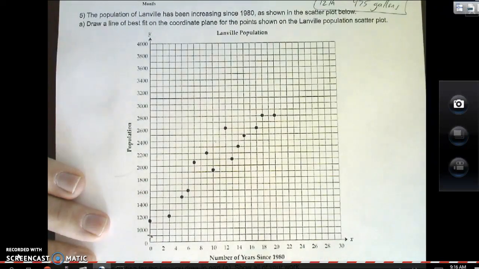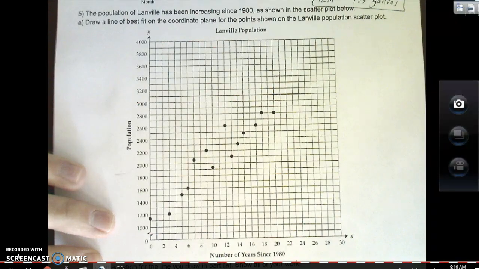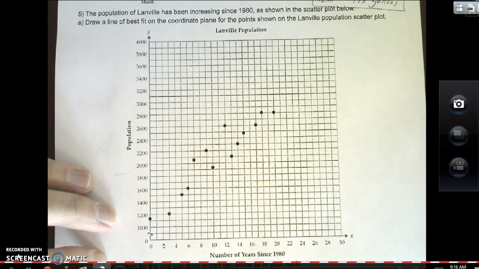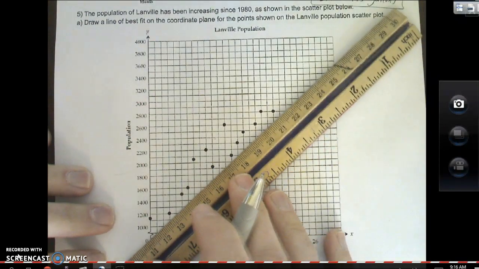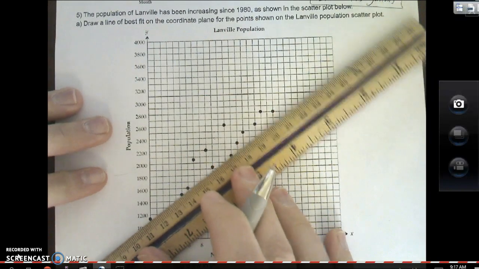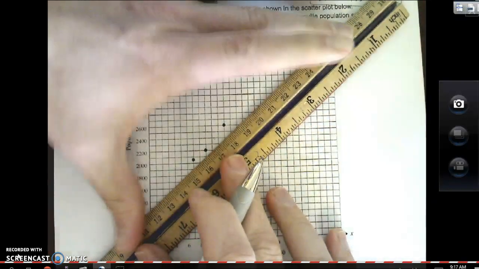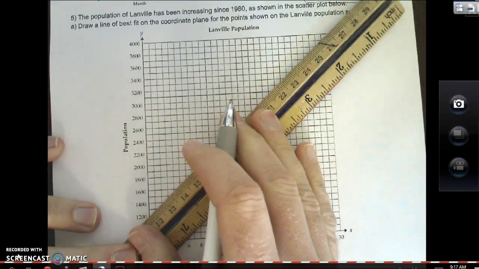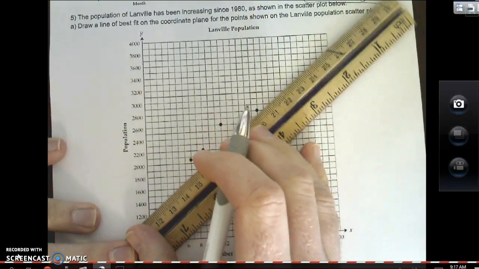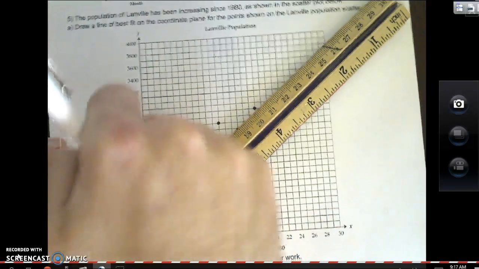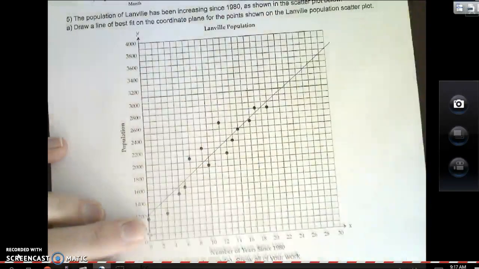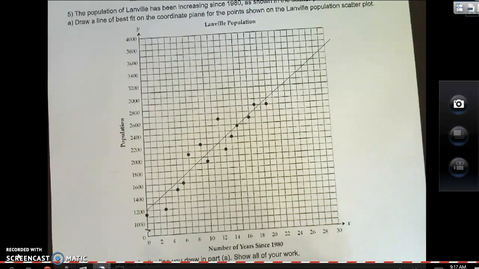Okay, the population of Landville has been increasing since 1980 as shown in the scatter plot below. Draw a line of best fit in a coordinate plane for the points shown for the Landville population scatter plot. Okay, so for a line of best fit, you would like to take out a ruler or something of that nature, and I want to try and get as many points as I possibly can, or try to get it through the middle of everything. So I'm going to go with this. Not bad. Your line of best fit might be a little bit off, like yours might be a little bit higher. It's all good, okay?